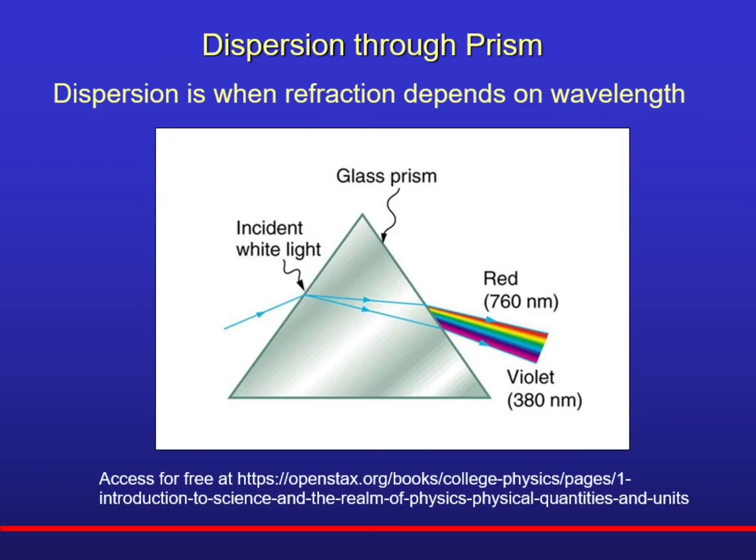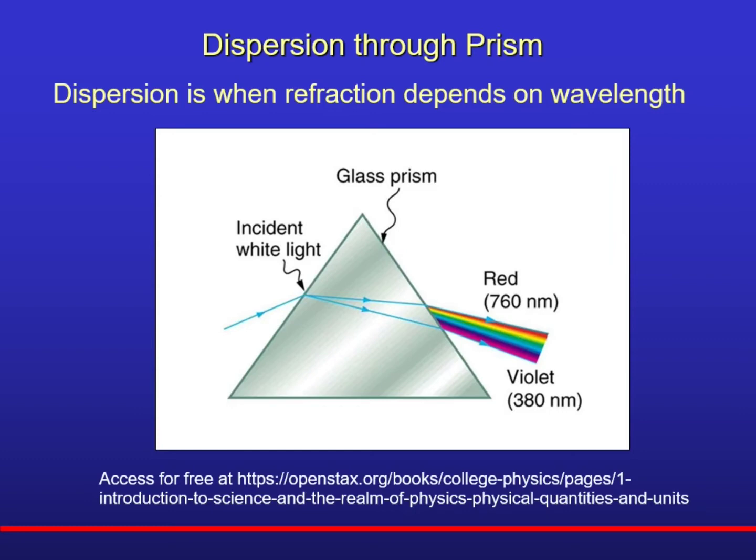Now it says incident white light, looks like a blue arrow. Okay, you have to use your imagination a little bit with this particular picture. But the point is, the red light, which has the longer wavelength, 760 nanometers, goes faster through the glass than the violet light of 380 nanometers.